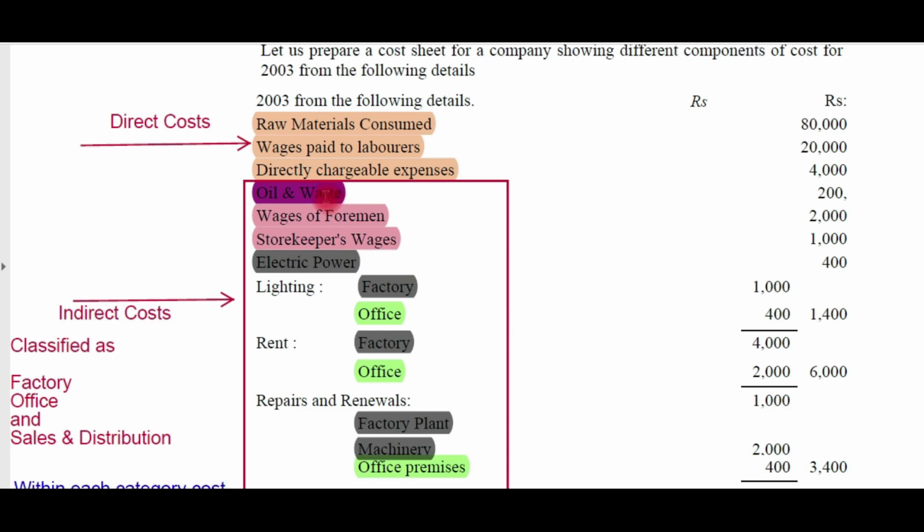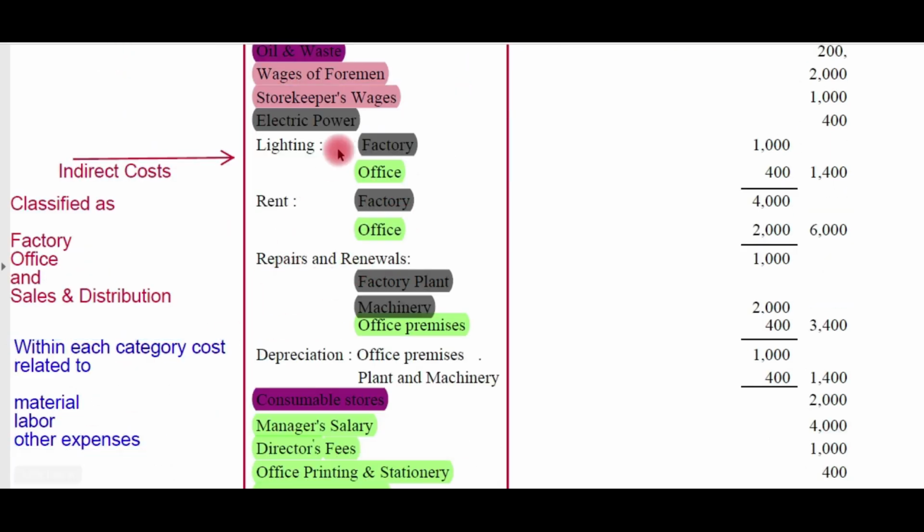Oil and waste, wages of foremen, shopkeepers' wages. If you observe here, oil and waste is an indirect cost which is used in the factory for purchasing or procuring materials or utilizing materials in the course of business. This is one material. Wages of foremen and the shopkeepers' wages. These are wages paid to the laborers working in the factory, right? So this is indirect cost pertaining to labor.